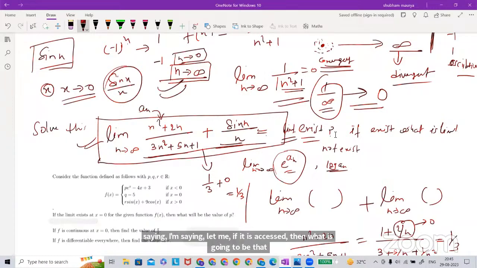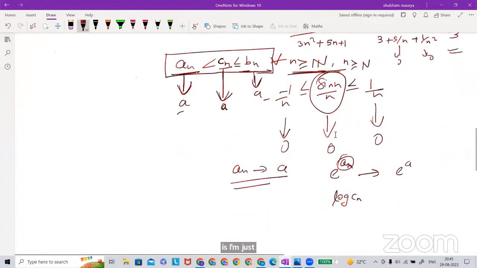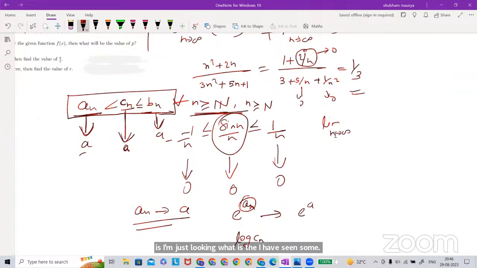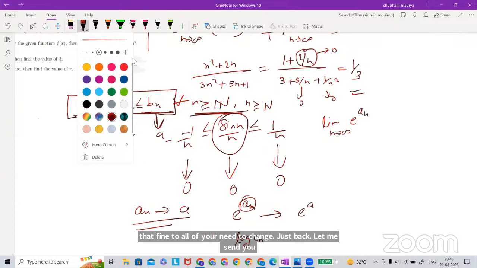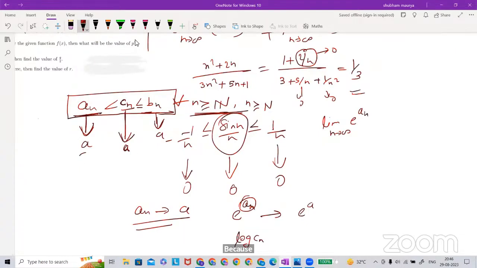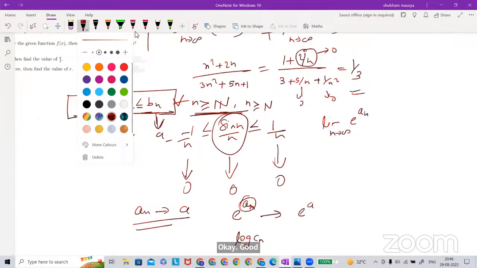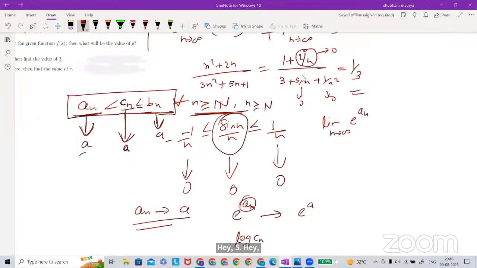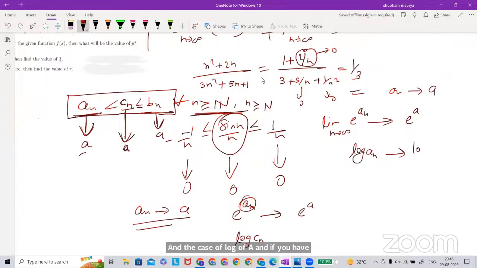Okay, sir. Here I have seen somebody asking about the limit as n goes to infinity of e power a. Whatever color I am using, is that fine to all of you or do I need to change? Let me change it to black. It's fine, sir. Okay. So in the exponential case, this will approach e power a, where a_n approaches a. And in the case of log of a_n, this will approach log of a.